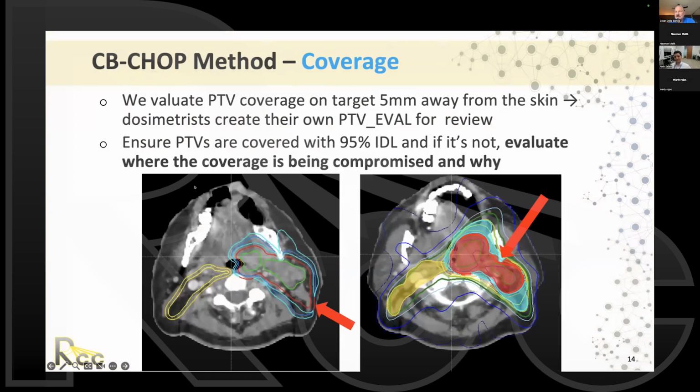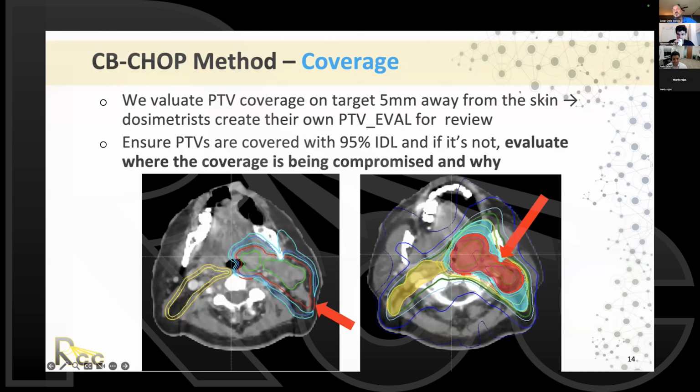So now we're going to move to the C of the CV-CHOP method, which is coverage. And coverage, of course, is very important. We basically evaluate the coverage on targets 5 millimeters away from the skin in general. So for that, we can ask, because sometimes some of the PTVs with expansion can come very close to the skin level.